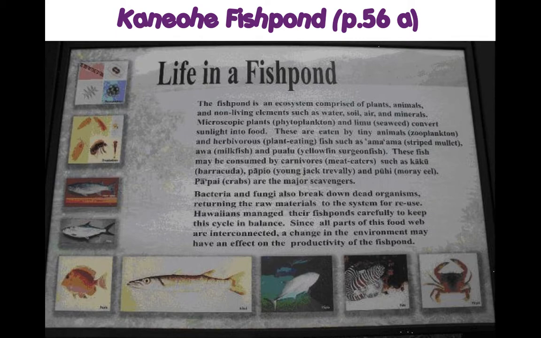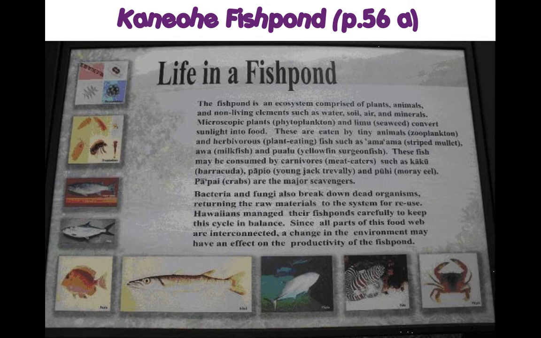Papai, crabs are the major scavengers. Bacteria and fungi also break down dead organisms, returning the raw materials to the system for reuse. Hawaiians manage their fish ponds carefully to keep this cycle in balance. Since all parts of this food web are interconnected, a change in the environment may have an impact on the productivity of the fish pond.